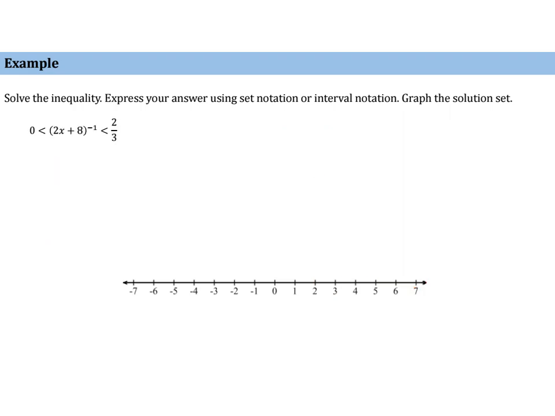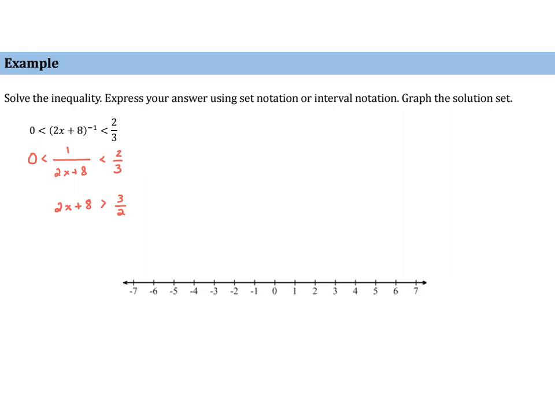Now let's look at this one. Let's rewrite that negative exponent, because 2x plus 8 to the negative first would mean that we have 1 over 2x plus 8. Now, these are both positive because they're bigger than 0. So let's flip them. Let's find the reciprocals. So 2x plus 8 and 3/2. And the inequality switches direction.